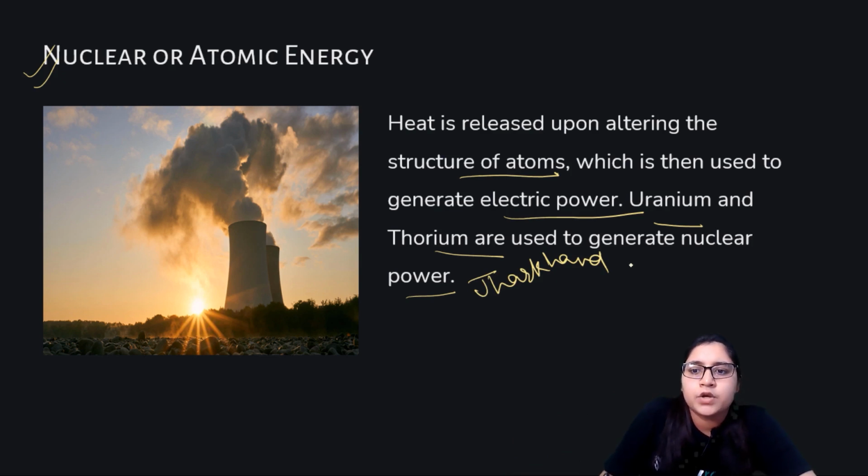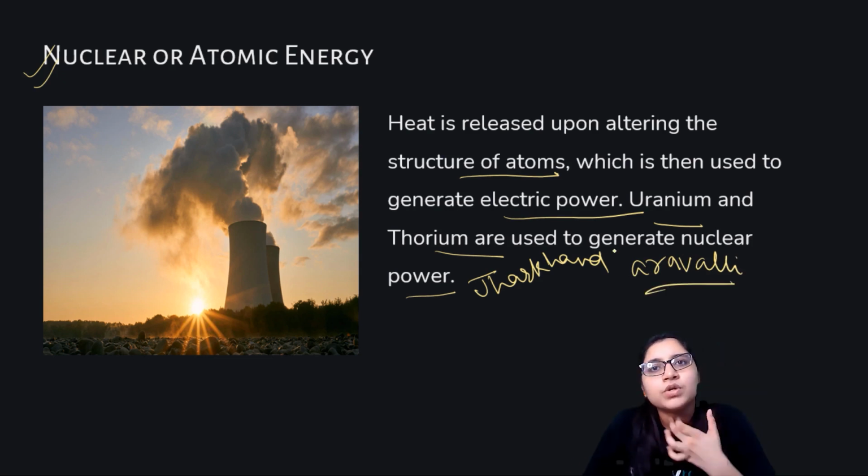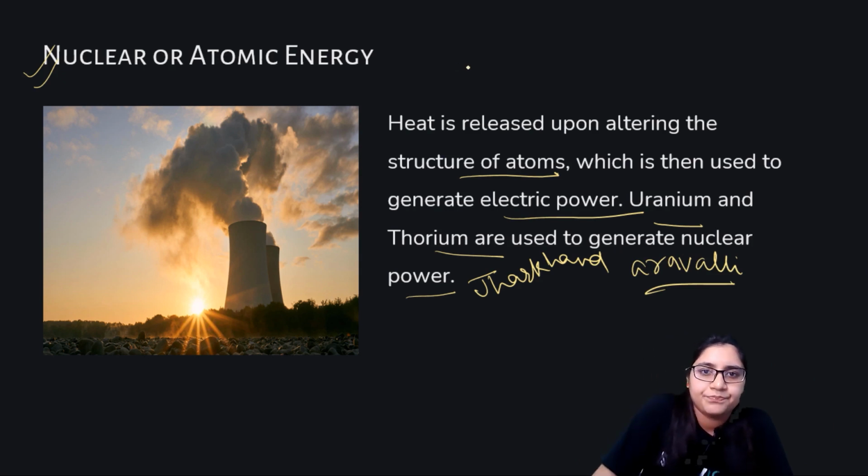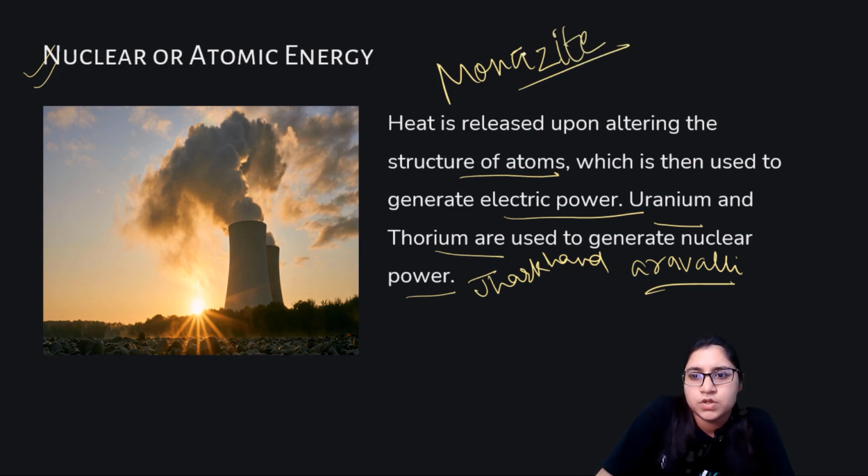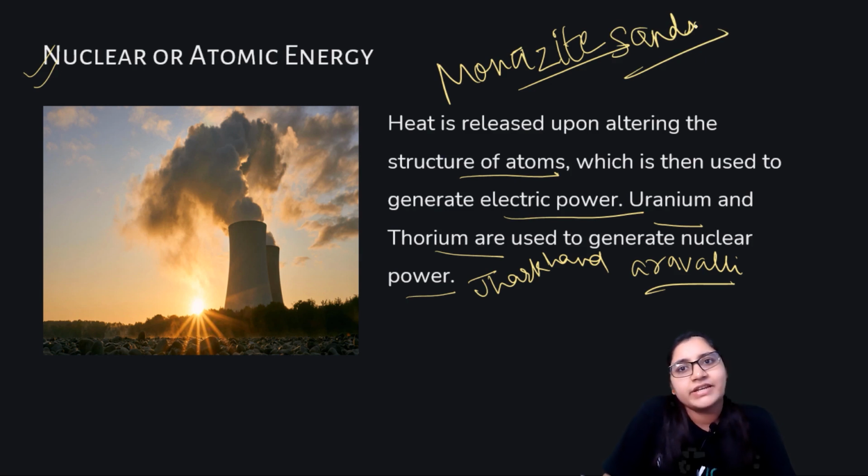And also Aravalli ranges, where are they located? Around Rajasthan only. And the monazite sands in Kerala. These are the sources. These are very rich. Monazite sands of Kerala are very rich in thorium.